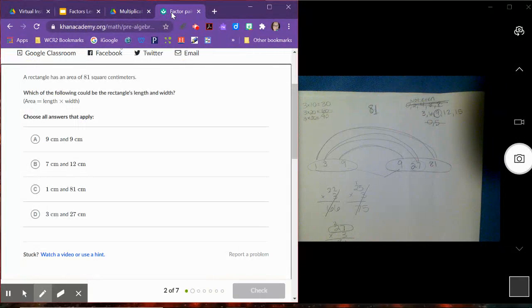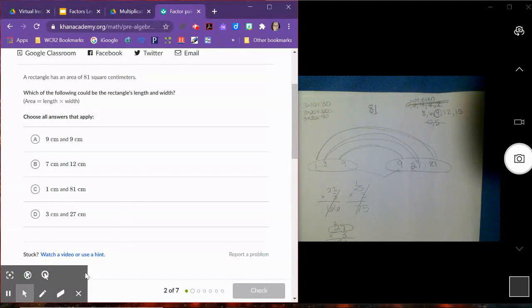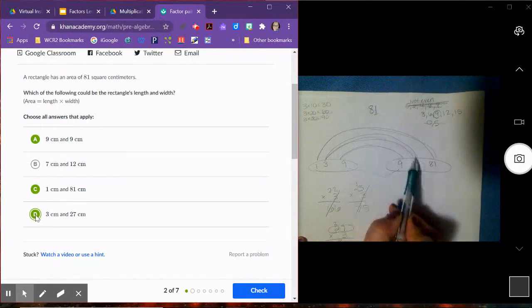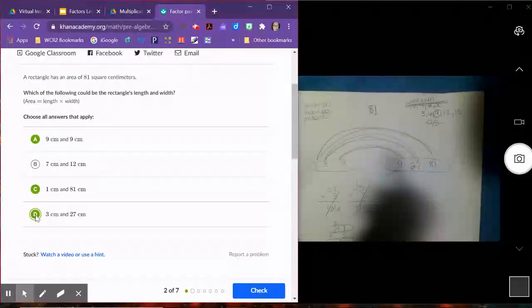All right, so now we're going to go back to this problem that seemed a little crazy because I'm like, what? I've never done area perimeter. What's a square centimeter? I have no idea, Mrs. Smith. Well, guess what, guys? It doesn't matter. All it's asking for here is what are the factor pairs. So we know that 9 times 9 is a factor pair. We know that 7 times 12 is not one of them. We know that 1 times 81 is one of them, and we know that 3 times 27 is one of them because of our work that we did to pair those up.